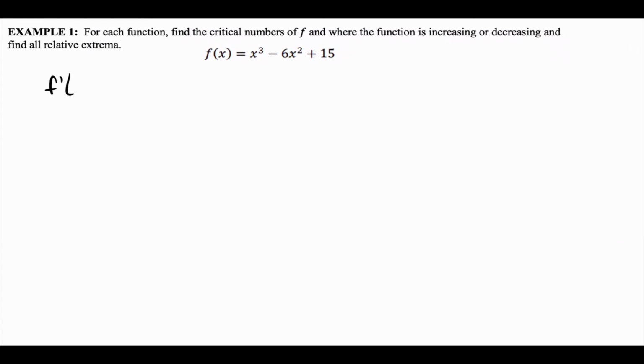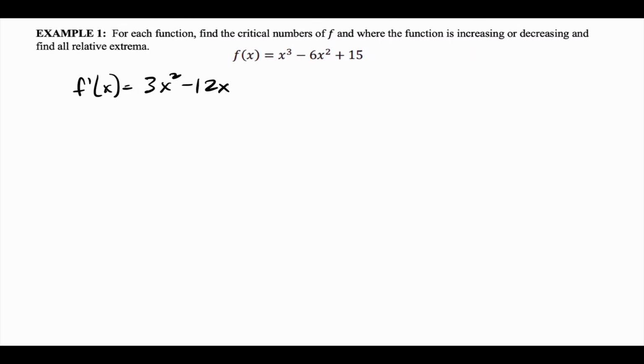So the derivative first: 3x squared minus 12x. And then 15 is just a constant, so that goes away. First step, find the derivative. Second step, set it equal to 0. Solve for x. How do I solve for x here?